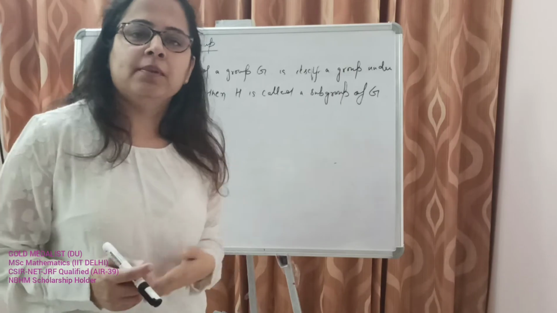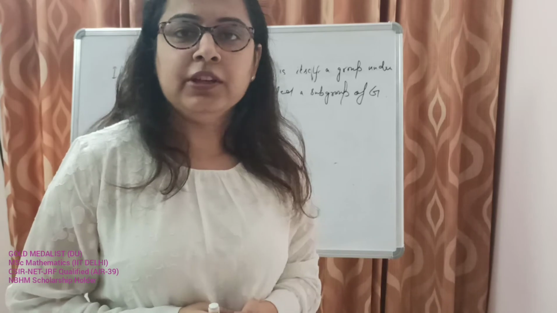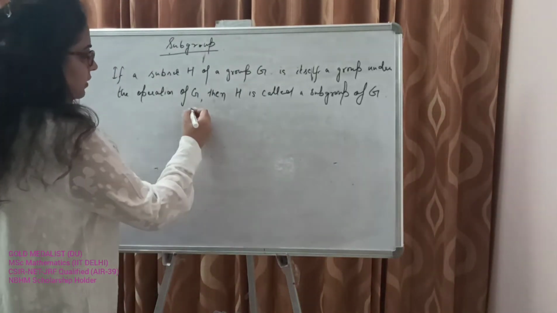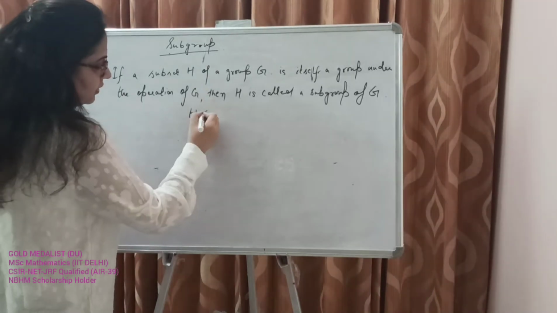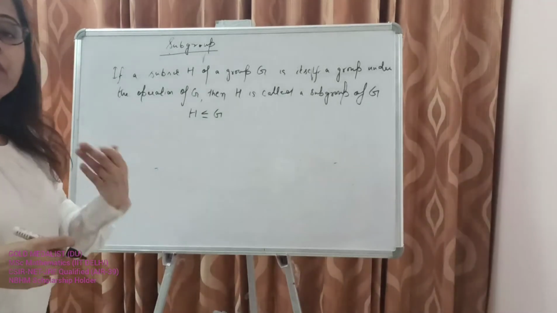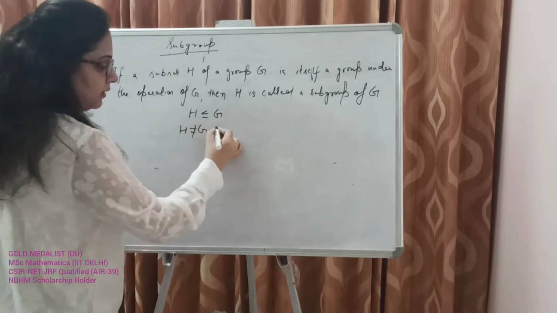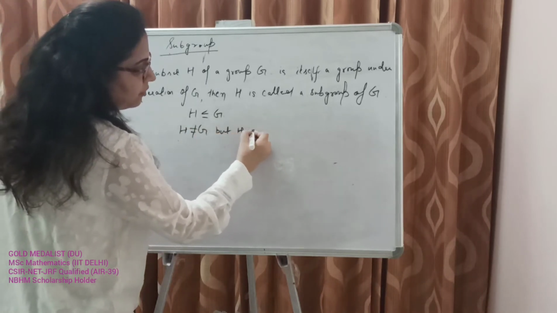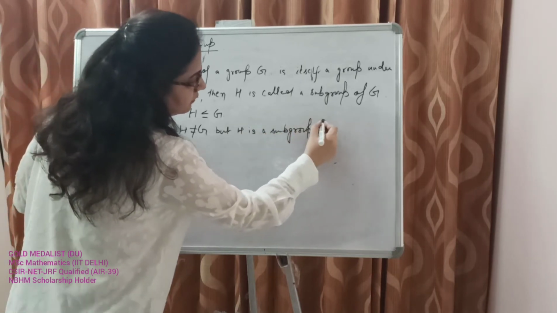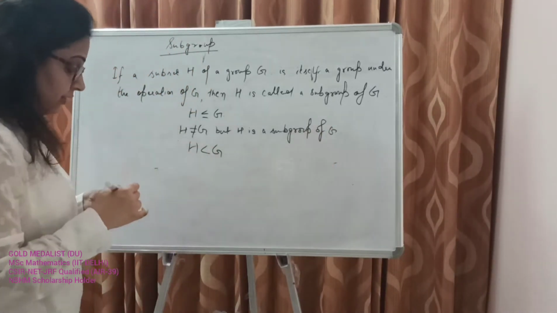So if any subset is a group itself under the operation that is defined on G, then we call it a subgroup, and its symbolization is that we say H is a subgroup of G. Now if we want to indicate that H is not equal to G, but H is a subgroup of G, we'll write it like this: H is a proper subgroup of G.